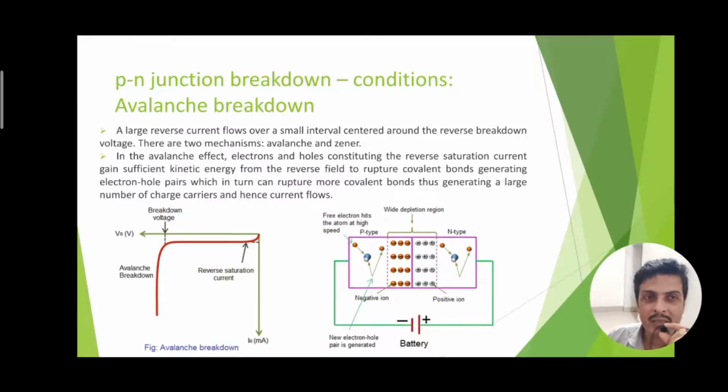Gradually, if we increase the reverse bias voltage, the kinetic energy of the electrons gradually increases. Obviously, they are the free electrons. Free electrons' kinetic energy is increasing. So when they are colliding with the electrons residing in the valence band, they are making them free. And again, the free electrons move with high velocity, and since their kinetic energy is increasing, they are again colliding with the electrons residing in the valence band.